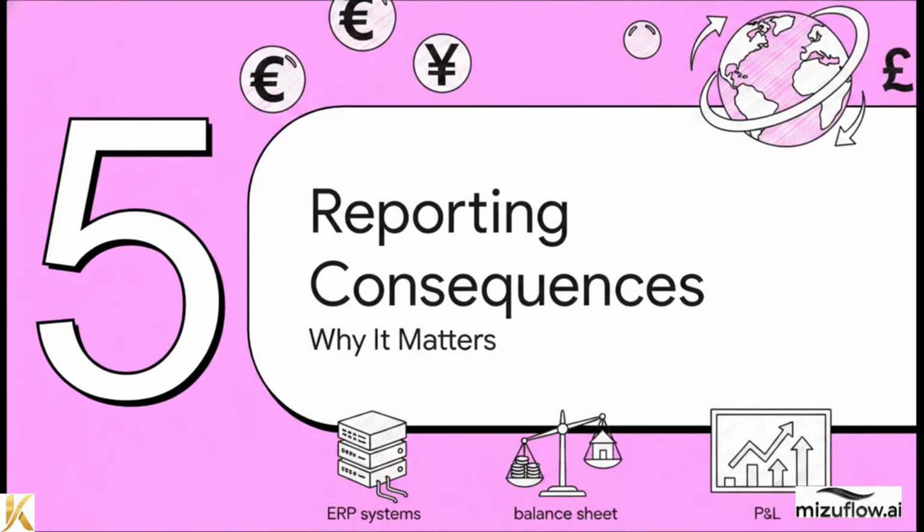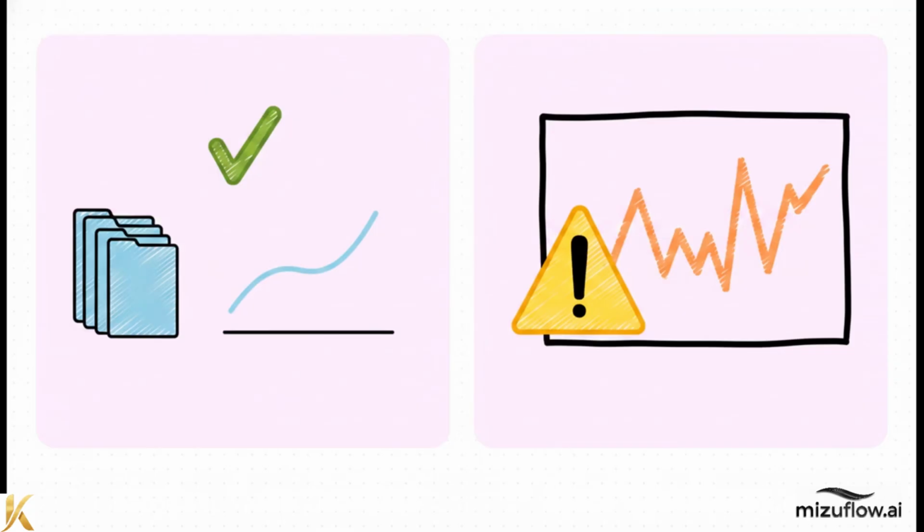Section 5. The reporting consequences. Now you might be wondering, why are we fighting so hard over a simple currency label? Well, because choosing the right path matters immensely. It radically alters your ERP systems, your balance sheet, and your P&L. If you determine the entity is CAD functional, you get to use the current rate translation method. That means accounts receivable, accounts payable, inventory, and fixed assets are all translated at the current rate, and the FX impact sits quietly in OCI, other comprehensive income.